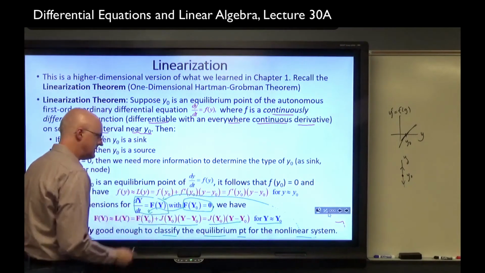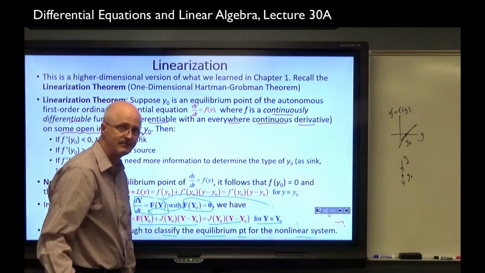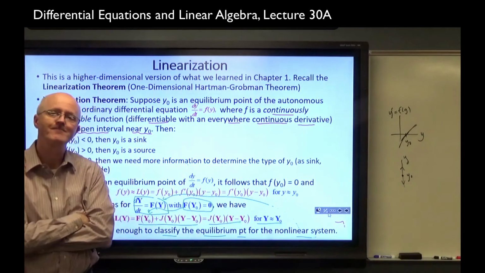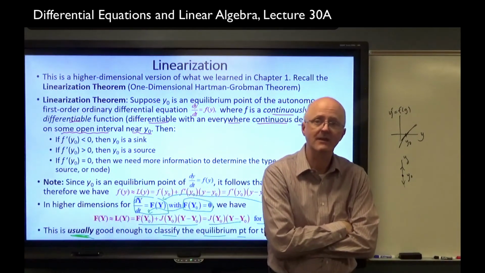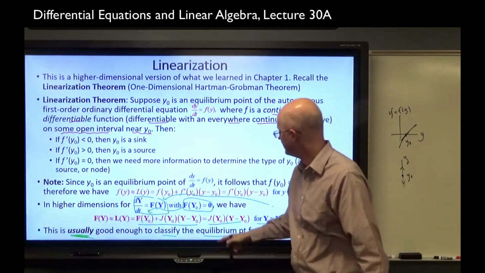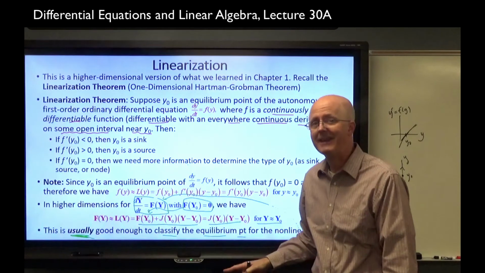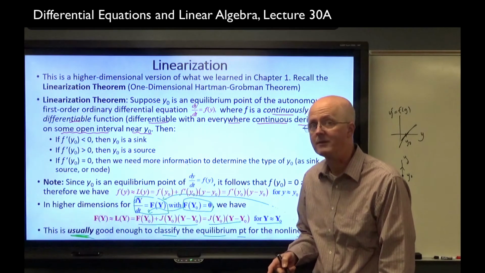Near the equilibrium point, is it a sink, a source, a saddle, spiral sink, spiral source? It's usually good enough. It's not always good enough. When is it not good enough? It's not good enough if any eigenvalues of this matrix are 0. It's also not good enough if any of the eigenvalues are pure imaginary with 0 real part.